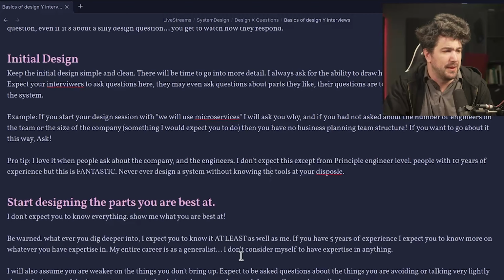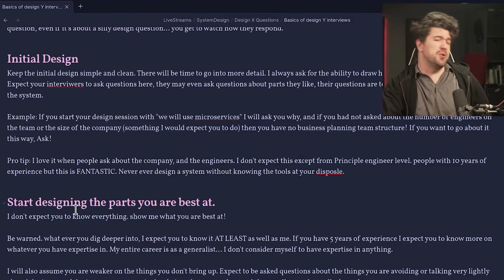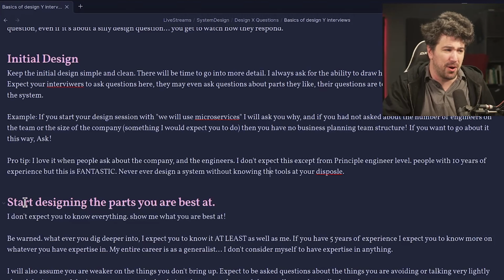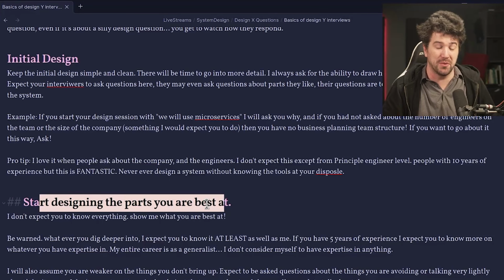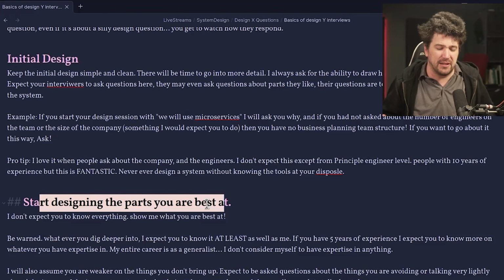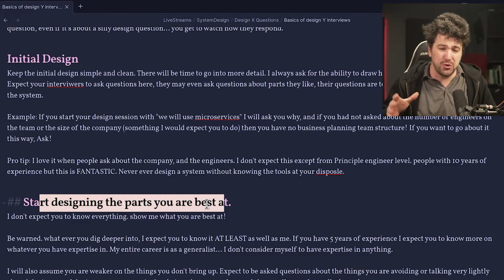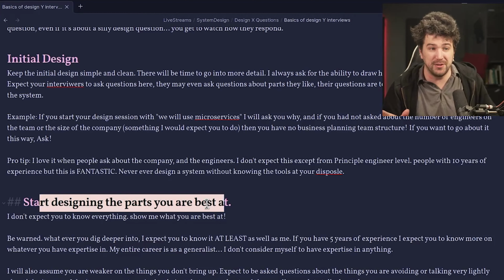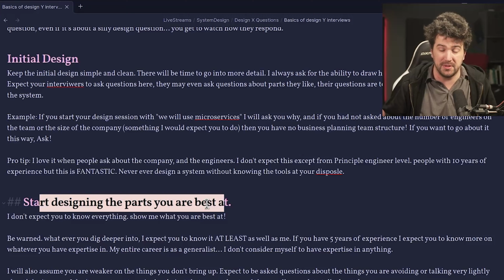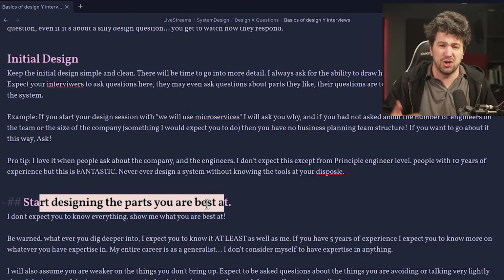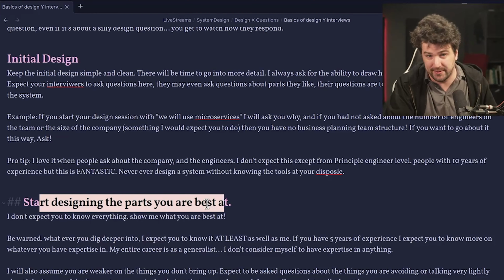So, all right. After you have a big high-level design, this is the part where I want you to show me what you're best at. I really want you to dig into some of the details. Don't go too far, but start to expand on the details, okay? I don't expect you to know everything about a system design. The systems can be large, can be super complicated. Show me what you're the best at.